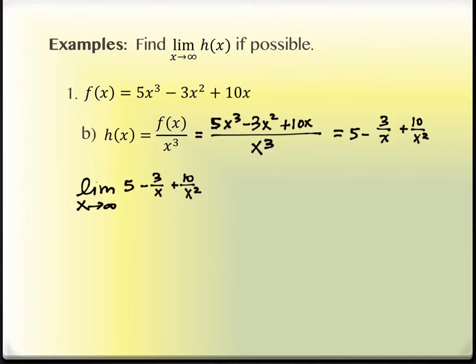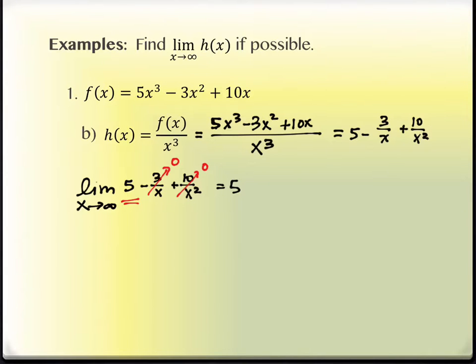Okay, so what happens to the 5? It's constant, it just stays, right? What happens to the 3 over x? That goes to 0, right? How about the 10 over x squared? It also goes to 0, yeah? Anything over x with a power that is positive and rational is going to go to 0. So I have something that's going to have a constant, minus 0, minus 0. What's the limit? 5.